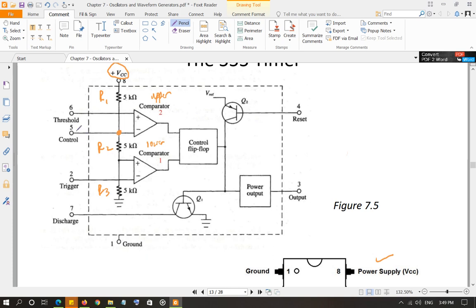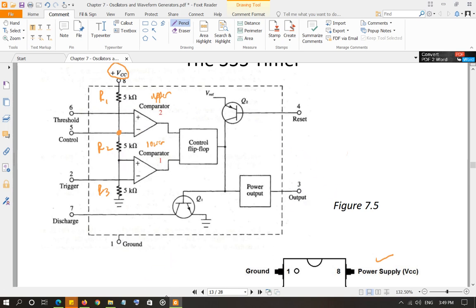Pin number 6 is the threshold, which is connected to the non-inverting input of the upper comparator. Pin number 7 is called the discharge, which is an output pin that will become either grounded or open circuit based on the condition of the output. And as we discussed, pin number 8, of course, is the VCC.